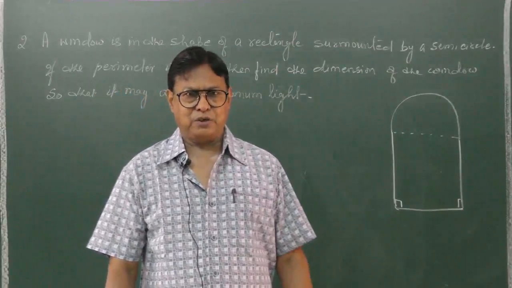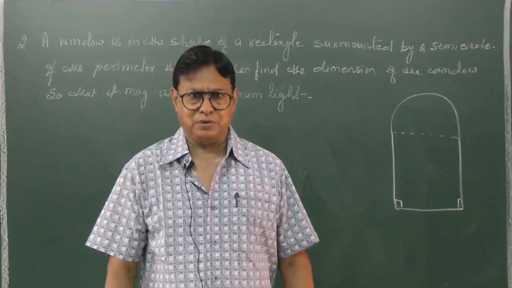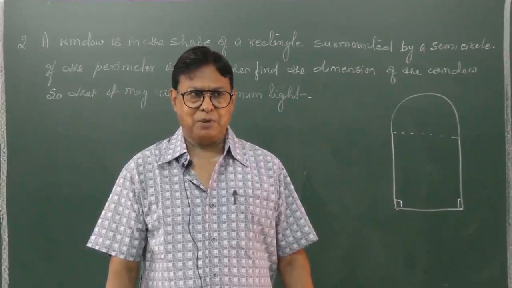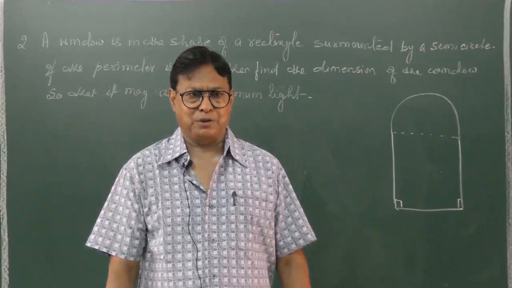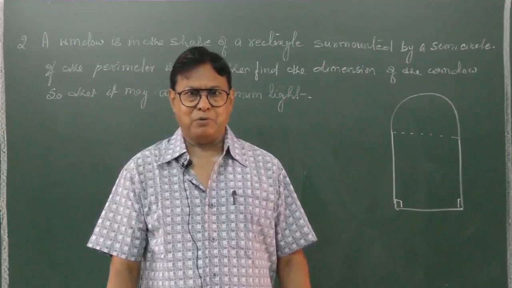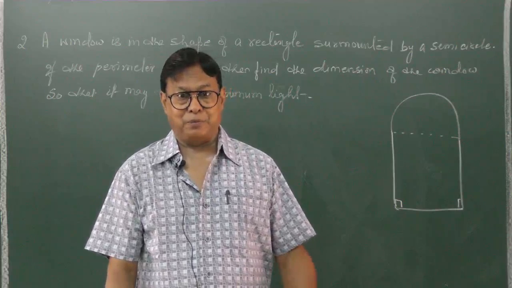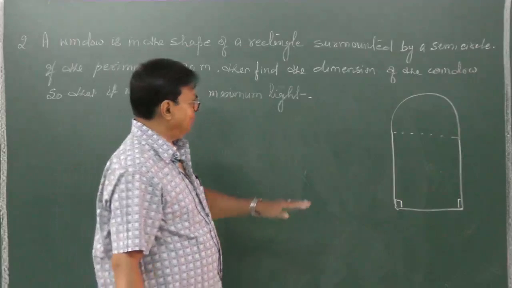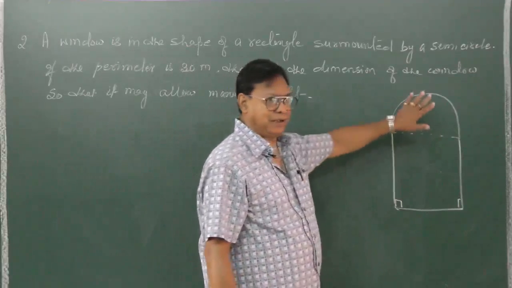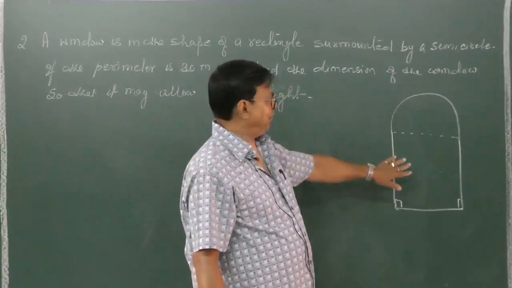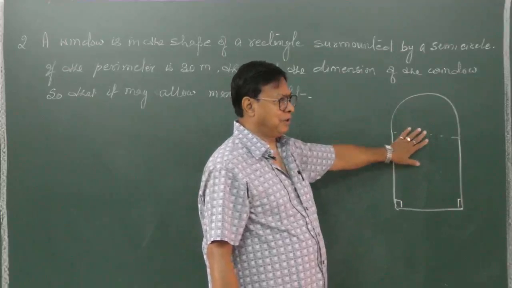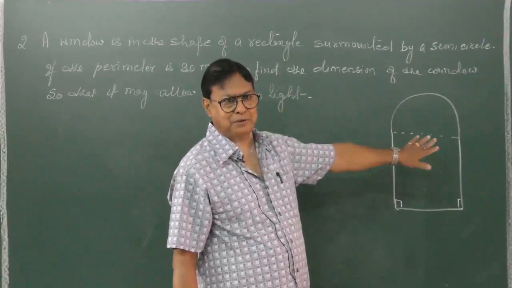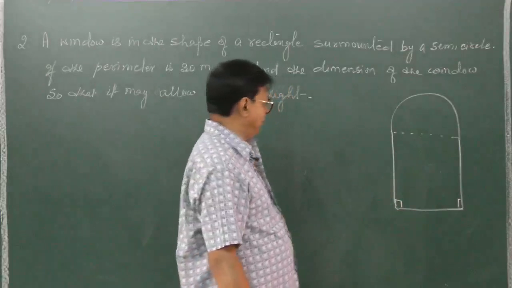So the width of the window is the diameter of the circle, so that the maximum amount of light will pass through it. To allow the maximum amount of light, what should be maximum? So maximum light will pass if the area is maximum. So what we find is the area of the window has to be maximum for the maximum light to be passed.